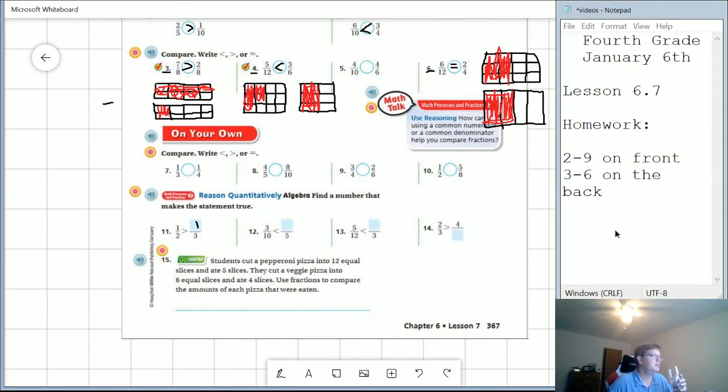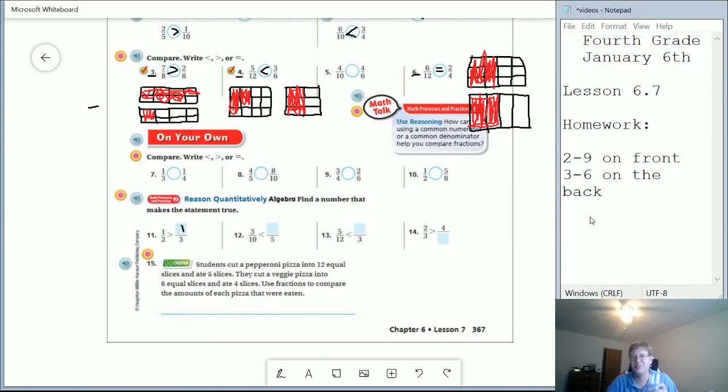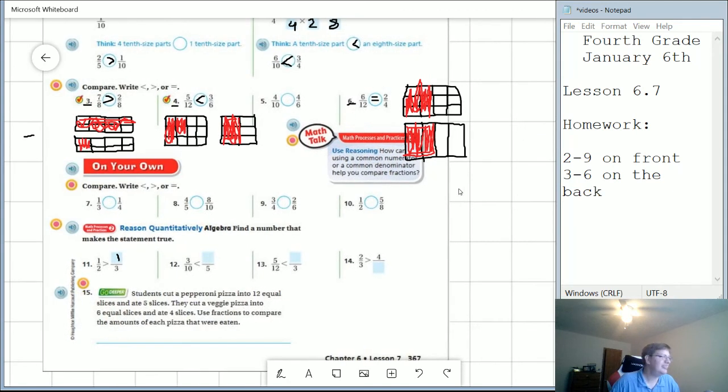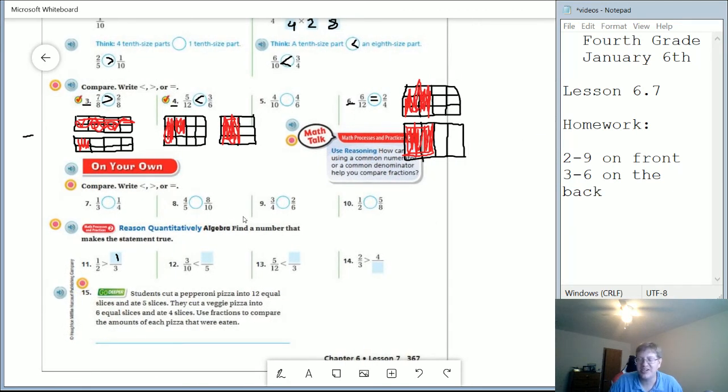Unless we did it in Monday's lesson. Everything kind of blurs together at this point. When I'm recording lots of videos over several days, it's hard to remember what I talked about when, because I do things in different orders.